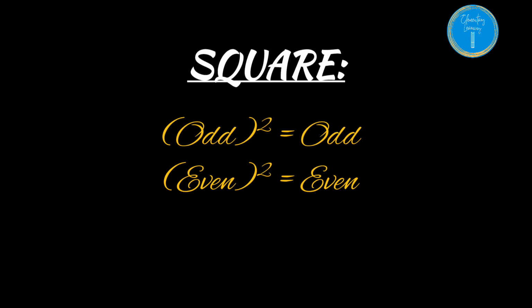For the squaring, the result depends upon what type of number we are taking the square of. Like if we are taking the square of an odd number, the answer will be an odd number, or if we are taking the square of an even number, the result will be an even number. Here our video comes to an end. Hope all the properties are clear to you.